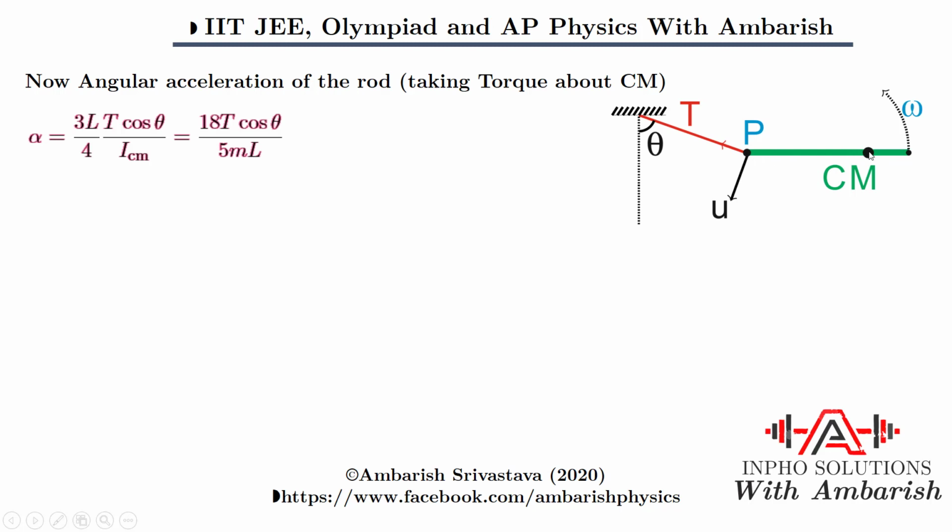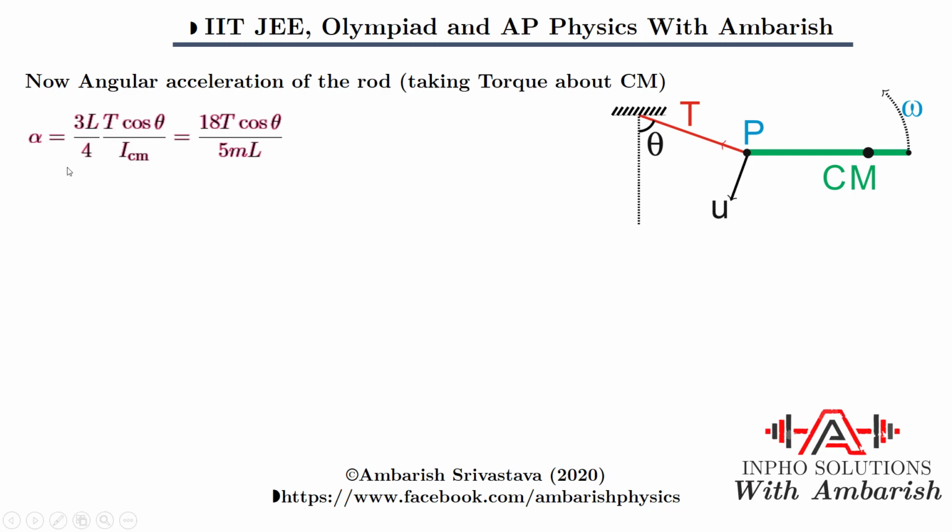That should be equal to I_CM times alpha, the moment of inertia about center of mass times alpha. So alpha can be just written as what? Just the torque of the tension divided by the moment of inertia. So that's what I've written. Torque of the tension is 3L by 4 into T cos theta, and that divided by I_CM.